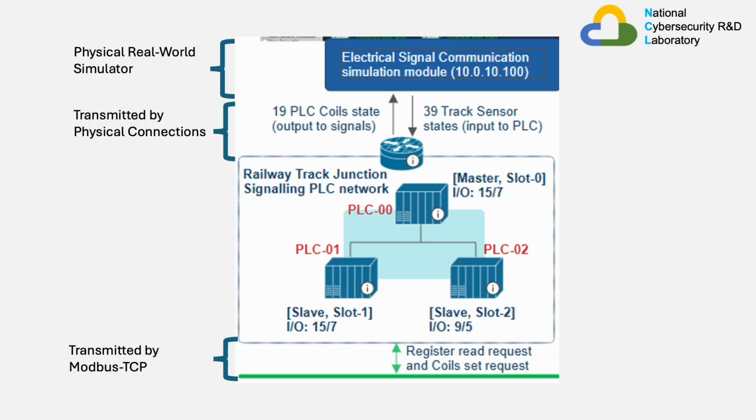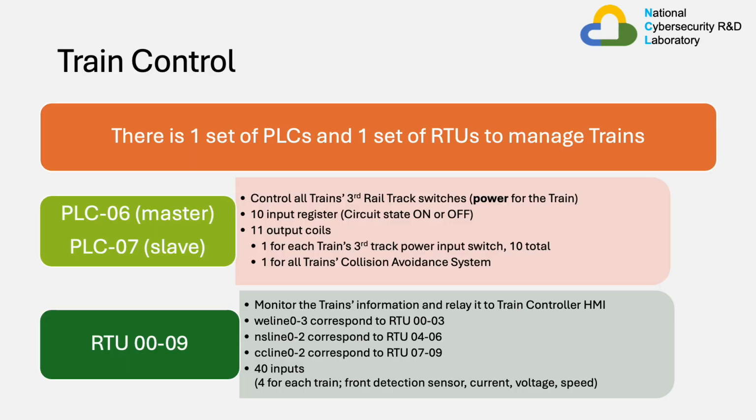This network diagram helps us to summarize what we've gone through on track junction signaling. Great, now that we're done with track signaling, let's move on to train control. There is one set of PLCs and one set of RTUs that help us manage the trains.